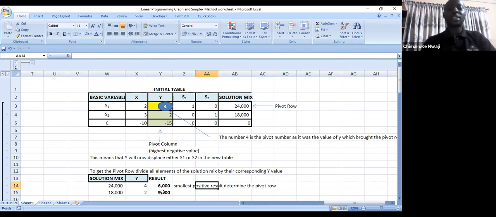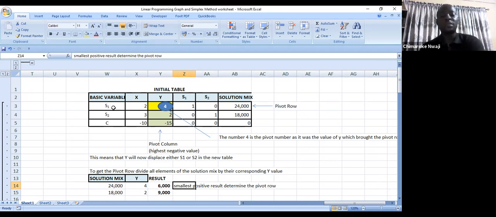So this 6,000 and 9,000 doesn't mean anything. It only is here because we want to know the smallest result. Now that we know that column Y, this 4 gives us the smallest result. So if you check it slowly, this 4, tracing it to the basic variable is S1. Now we know something. Y will be replacing S1 in the new table.